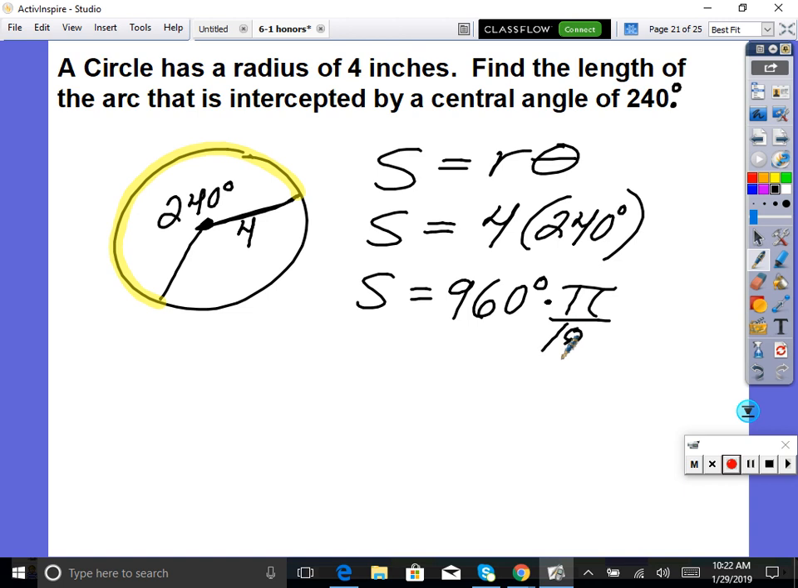Times by pi over 180, and then we wouldn't type in the pi part, so just do 960 divided by 180. Then hit math, enter, enter. I want the simplified fraction. So S is equal to 16 pi thirds.